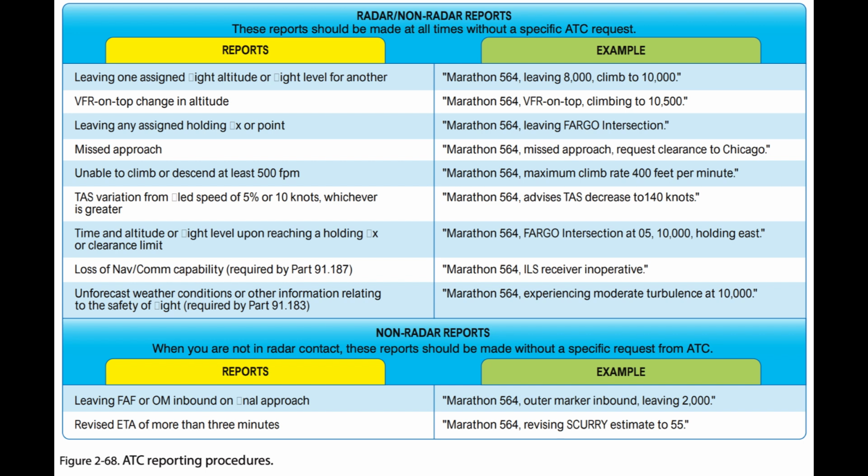Position report items. Position reports should include the following items. 1. Aircraft identification. 2. Position. 3. Time. 4. Altitude or flight level. Include actual altitude or flight level when operating on a clearance specifying VFR on top.